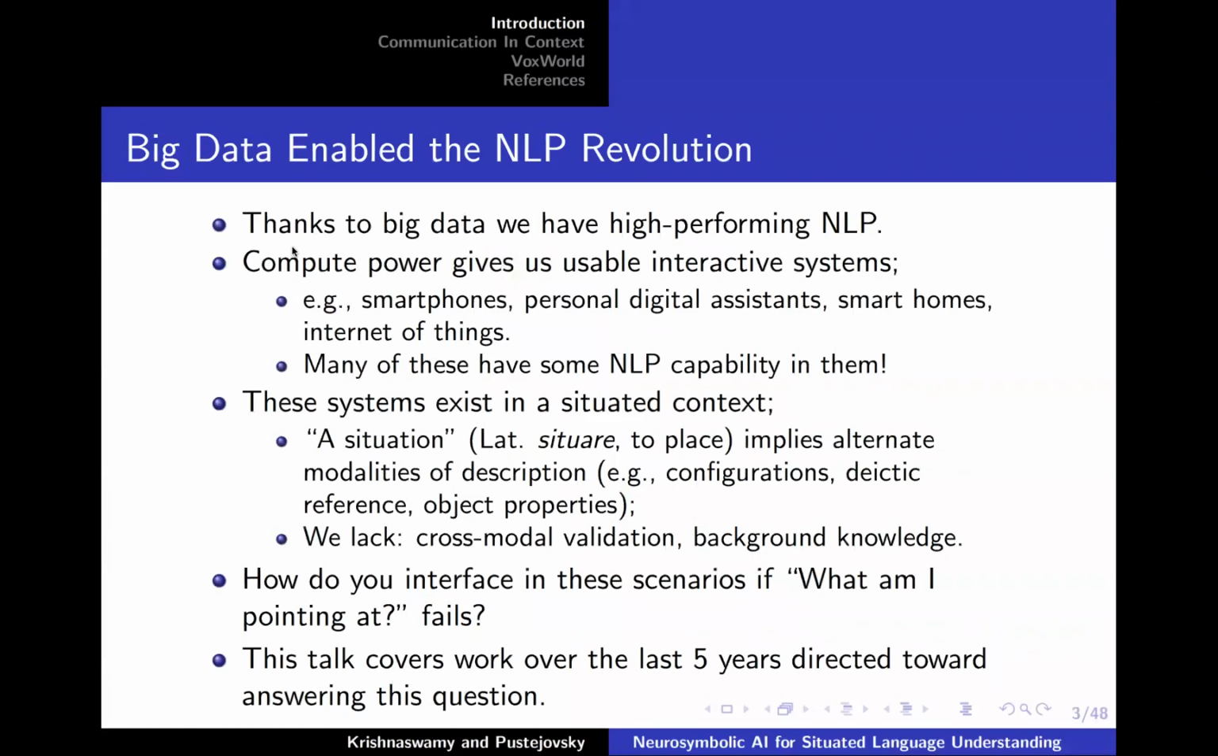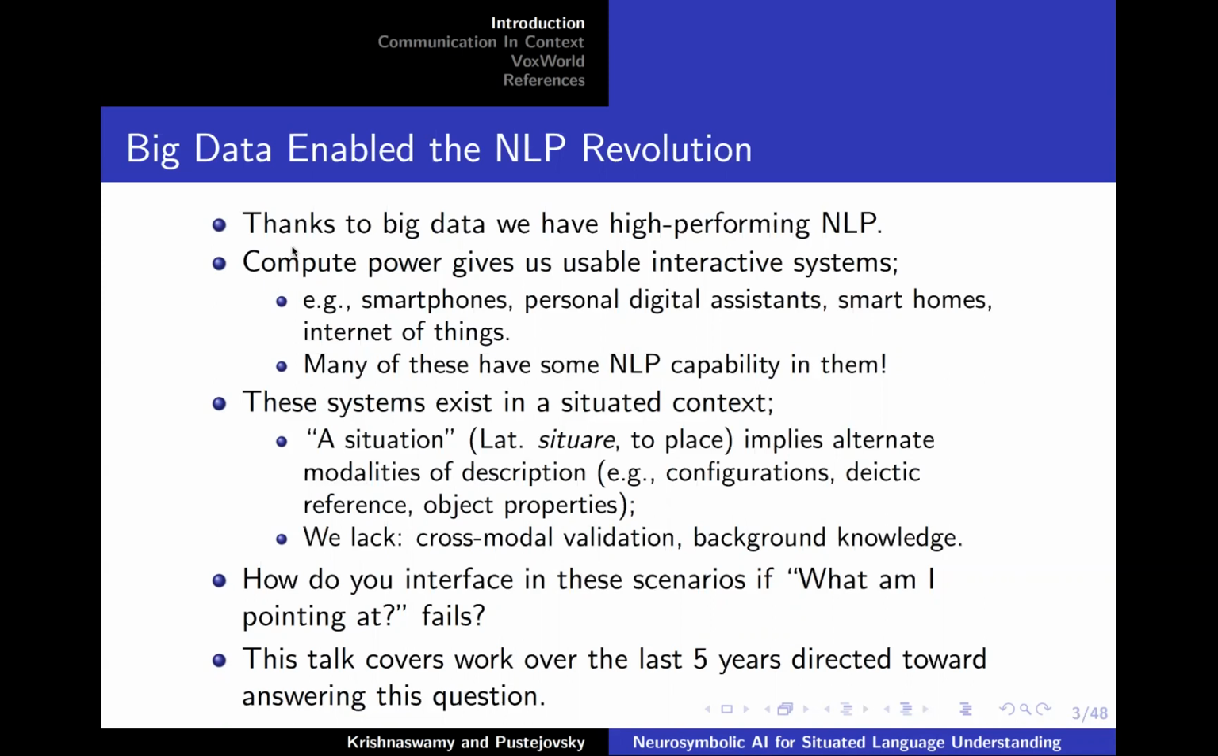So thanks to big data, we have high-performing NLP, and thanks to compute power, we have these usable interactive systems, many of which have NLP capability in them. But all these systems exist in a situated context, and the very word situation implies alternate modalities of description, such as configurations, deictic reference, object properties, et cetera. And these systems typically lack the ability to validate cross-modally or the background knowledge necessary to handle the situation in which they actually live. So how do you interface with these devices if scenarios such as what am I pointing at fails?